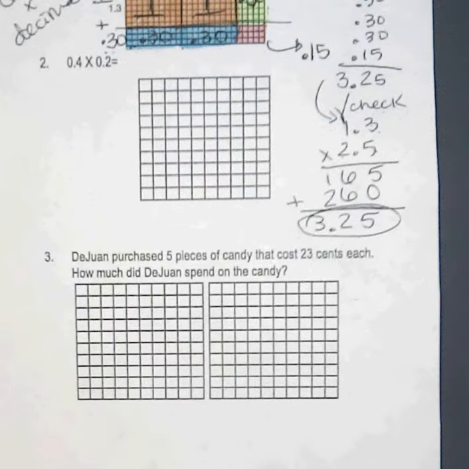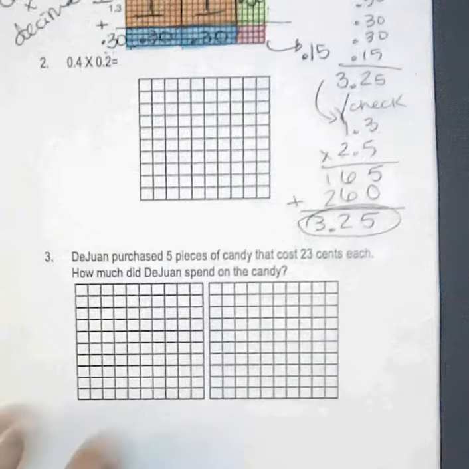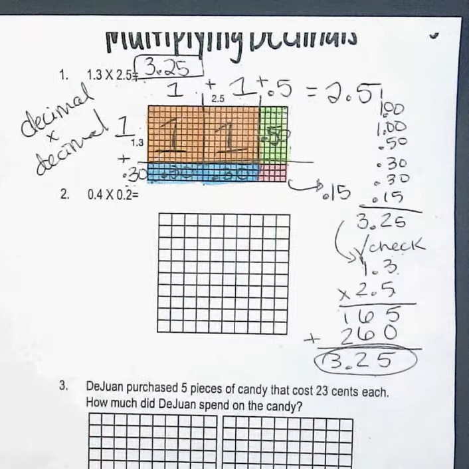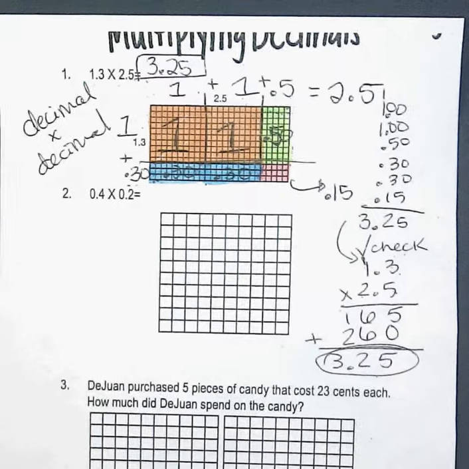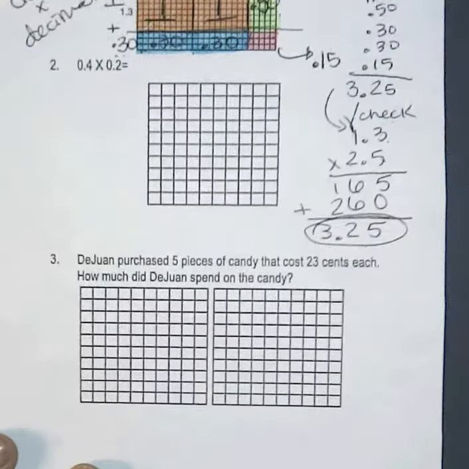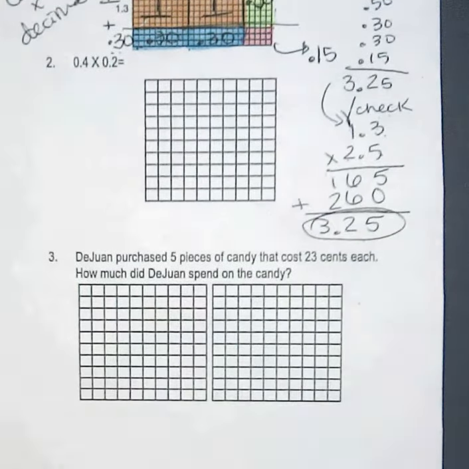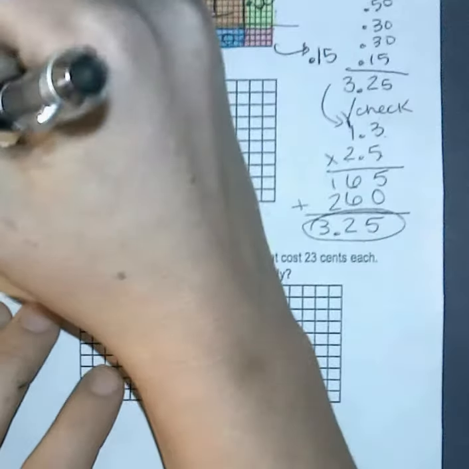Alright guys, we are now on part 2, or number 2 of multiplying decimals. It's this sheet right here. It's a note sheet, and so we're going over it step by step. We're now on number 2. So number 2, we're multiplying 2 decimals that are less than 1. So I want you to write that down.